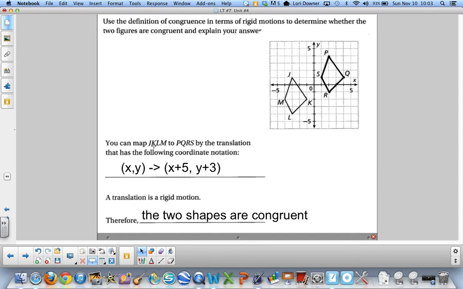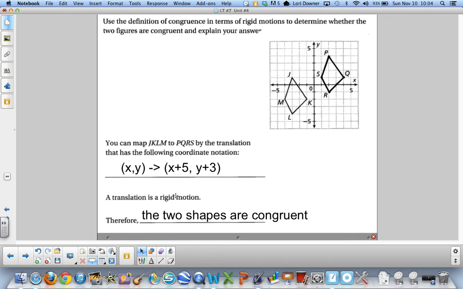So we can map JKLM to PQRS by the translation that has the following coordinate notation. So this is the notation we use for a translation. It means that we're taking the point (x, y). This is supposed to be an arrow. So (x, y) moves to (x + 5, y + 3). So I add 5 to my x value, and 3 up, so I add 3 to my y value. So that's how I represent a translation, 5 to the right and 3 up.